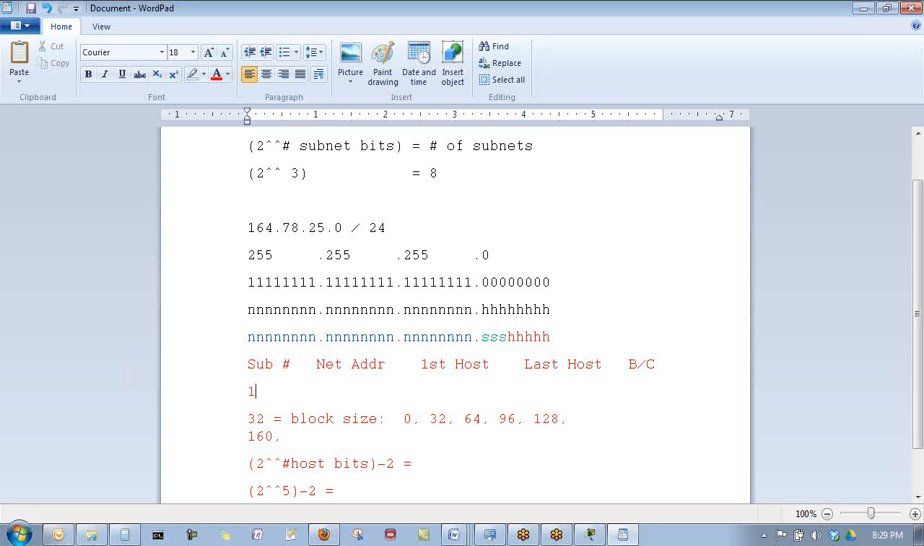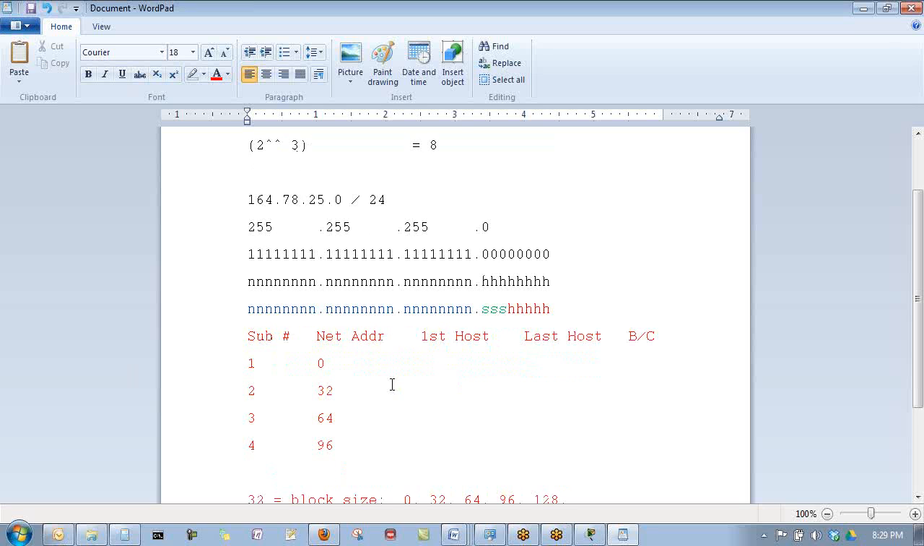So I've got subnet number 1. And recall, use your block numbers for your network addresses. So 0 is my first one. 32 is the second. 64 is the third. 96 is the fourth. And 128 is the fifth.